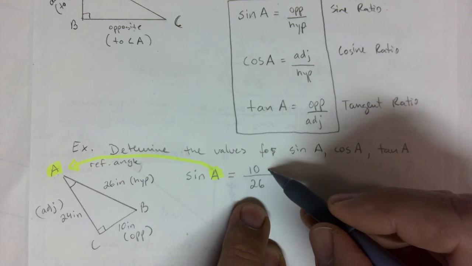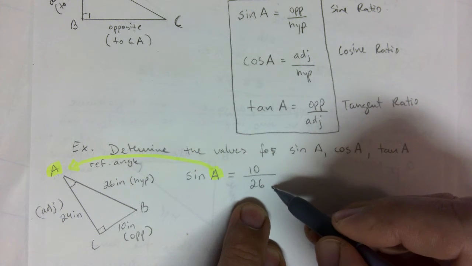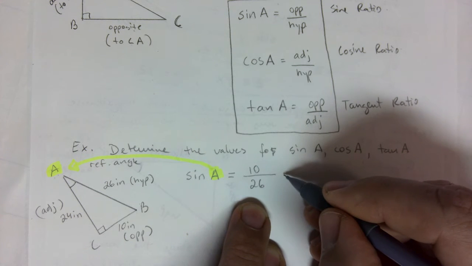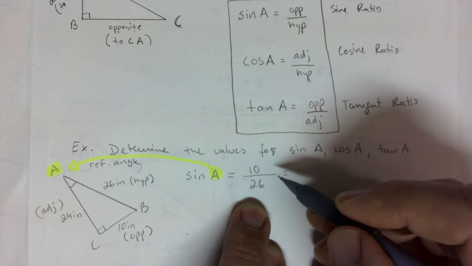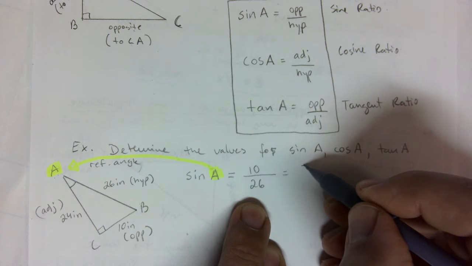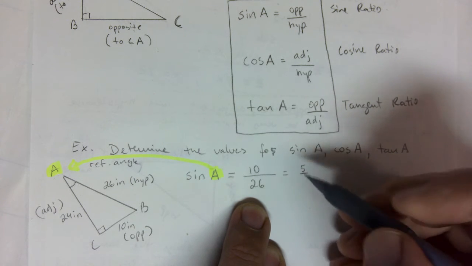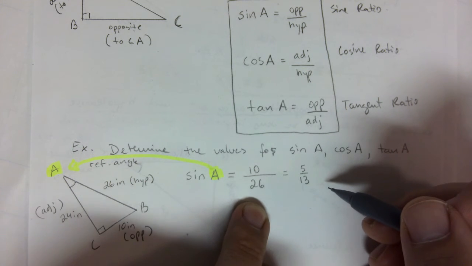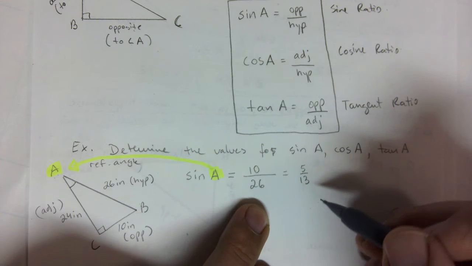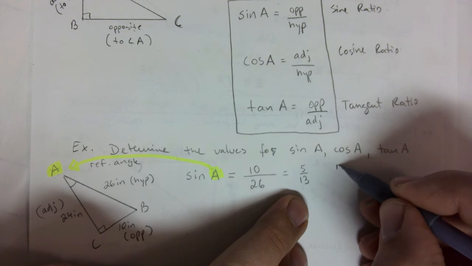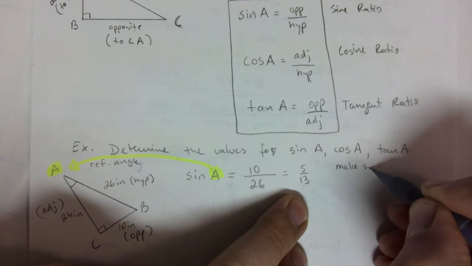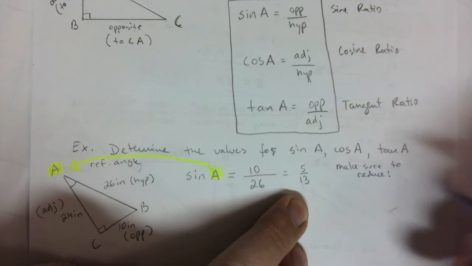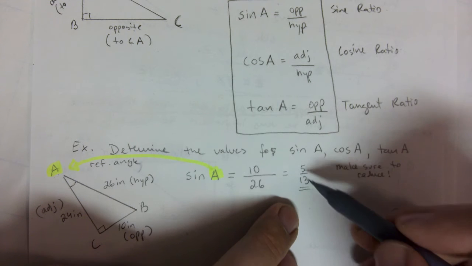And we know that this is the opposite, and that is the hypotenuse, like that. We need to reduce that. Okay, that would be equal to 2 goes in there 5 times, and it goes into 26, 13 times, right? So if I ask you to just write it, make sure you reduce. So that's what it actually is here.